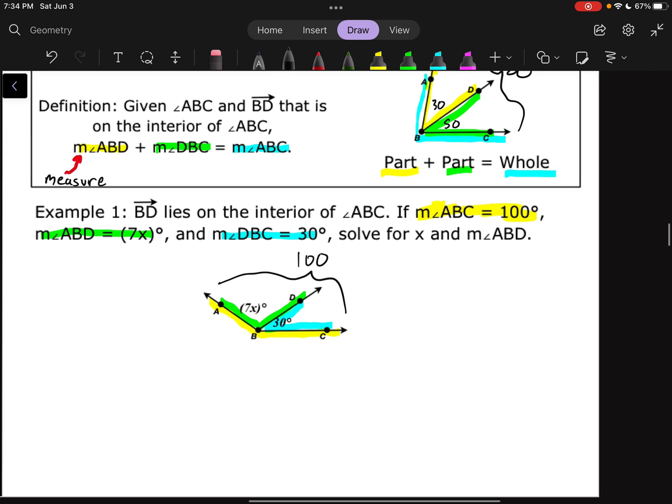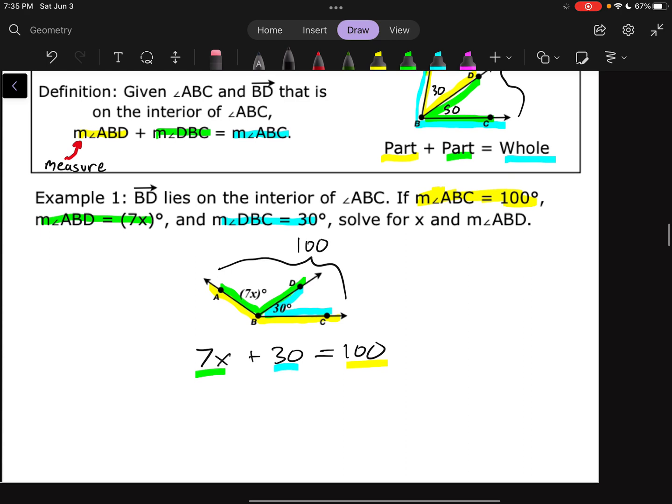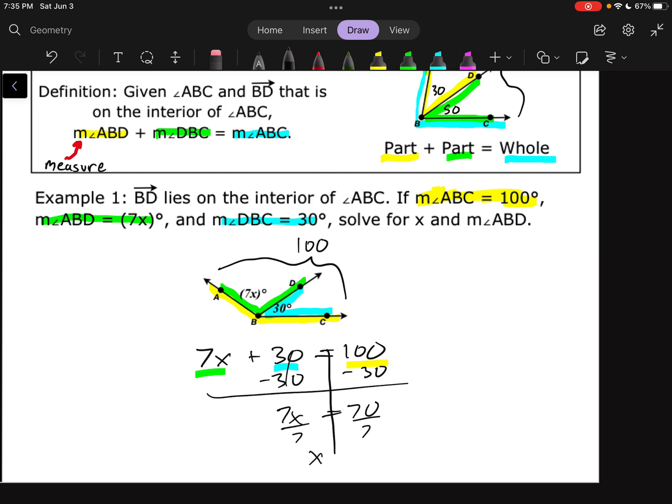Okay, so let's do a little part plus part equals whole here. The two smaller angles added together equal the big one. That's how I get my algebraic equation that represents my geometric situation. And now that I have that, let's solve. Subtract the 30 from both sides. We get 7x is equal to 70. Divide, and x must be 10.